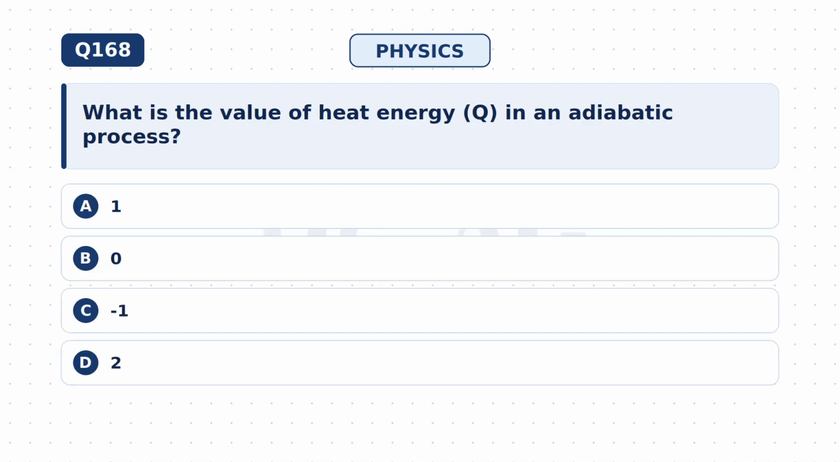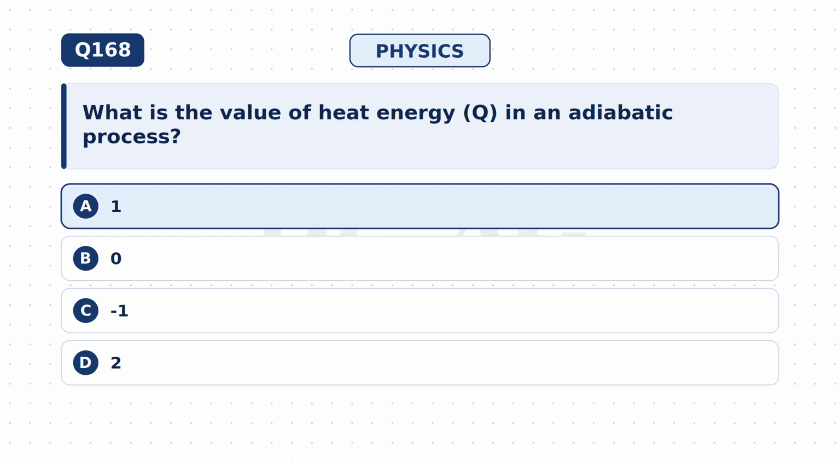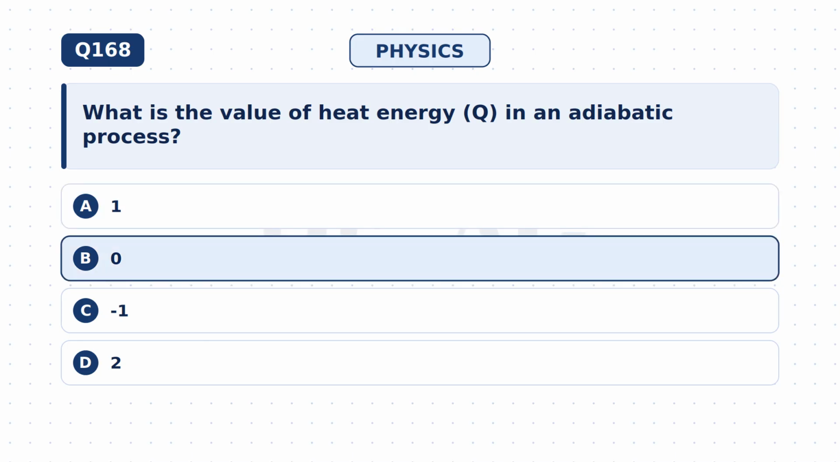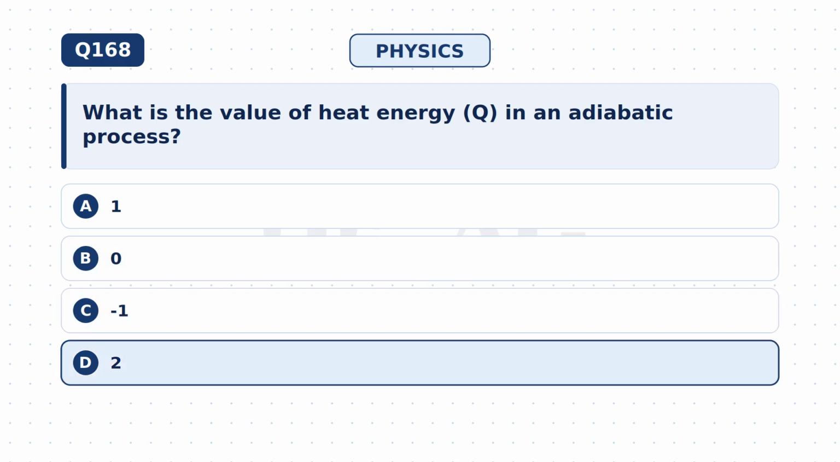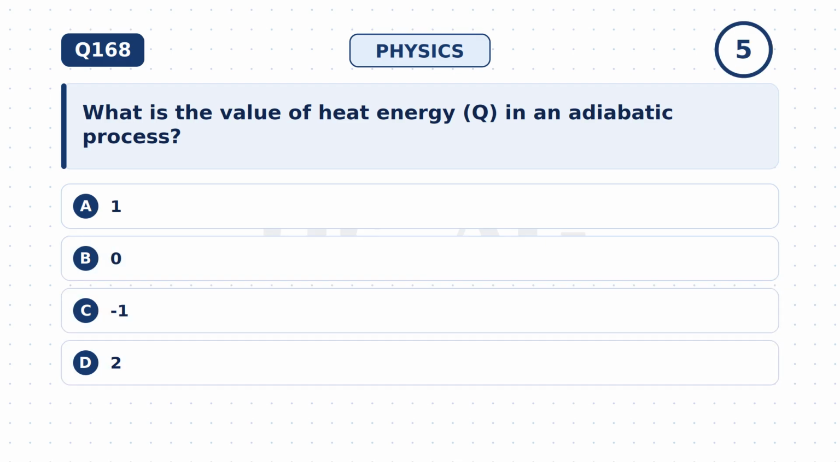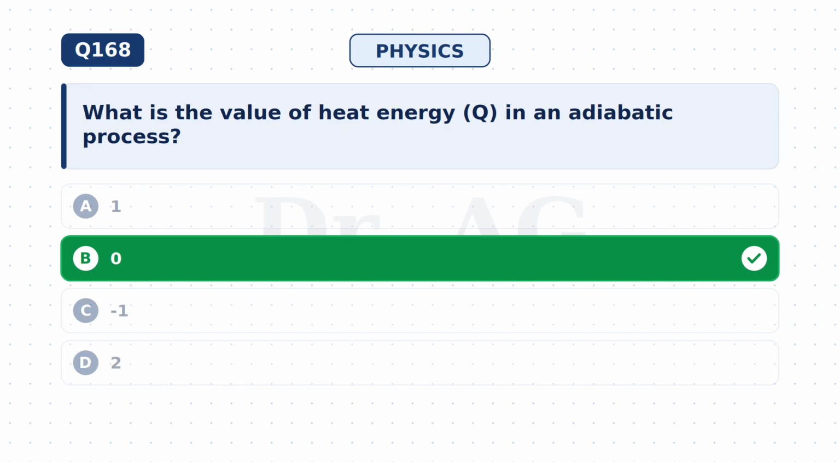Question 168. What is the value of heat energy Q in an adiabatic process? Option A, 1. Option B, 0. Option C, -1. Option D, 2. The correct answer is B, 0.